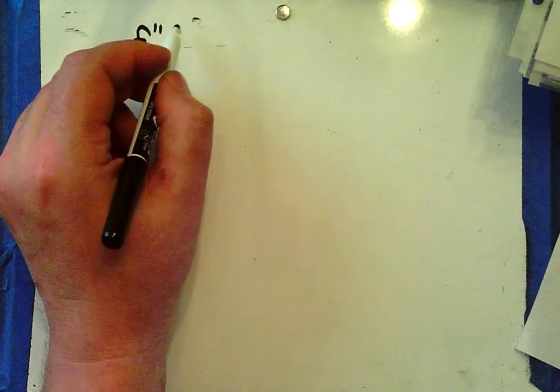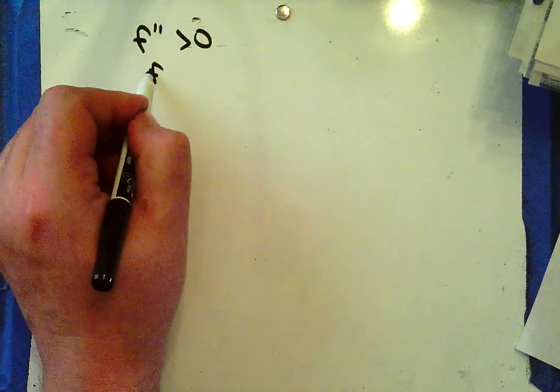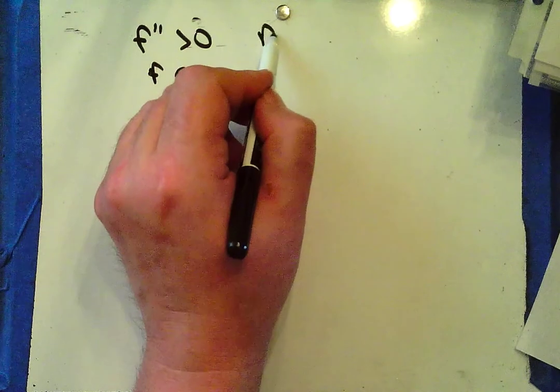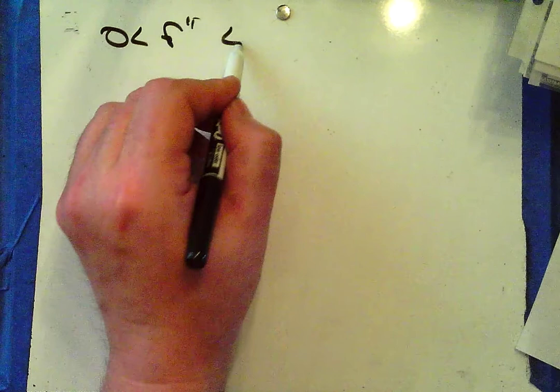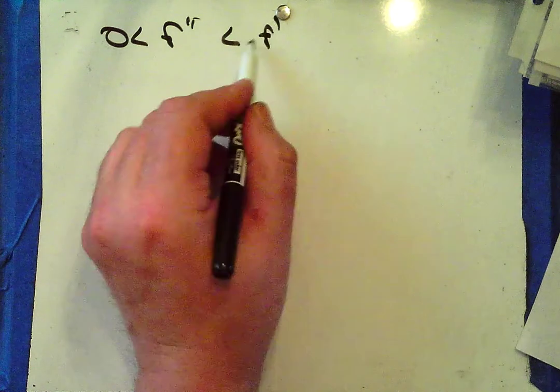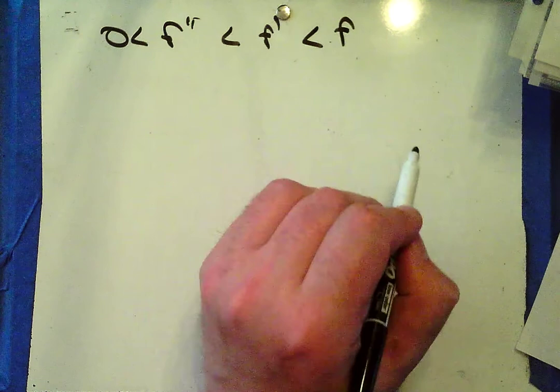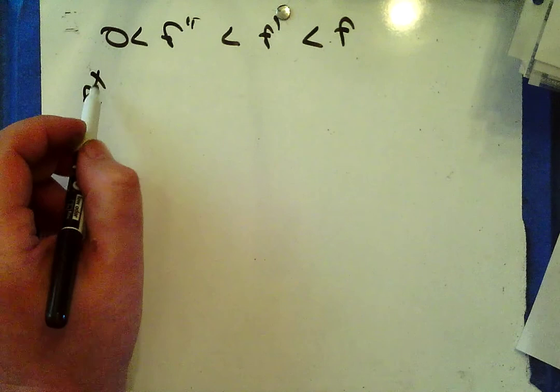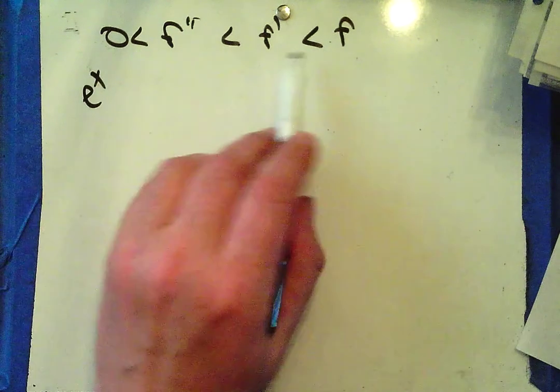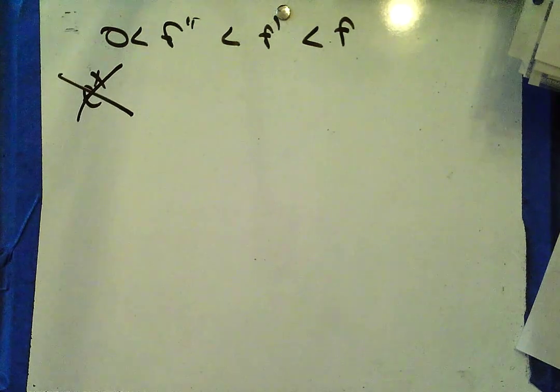What about 14? Which of the following functions has f double prime greater than 0? That means f is concave up. And f double prime is greater than 0. But f prime is greater than that, and f is greater than that. Well, we know this can't be e to the x, because e to the x is the same for all of these, and these all say greater than. So it's not that. What else do we have here? We have e to the minus x.